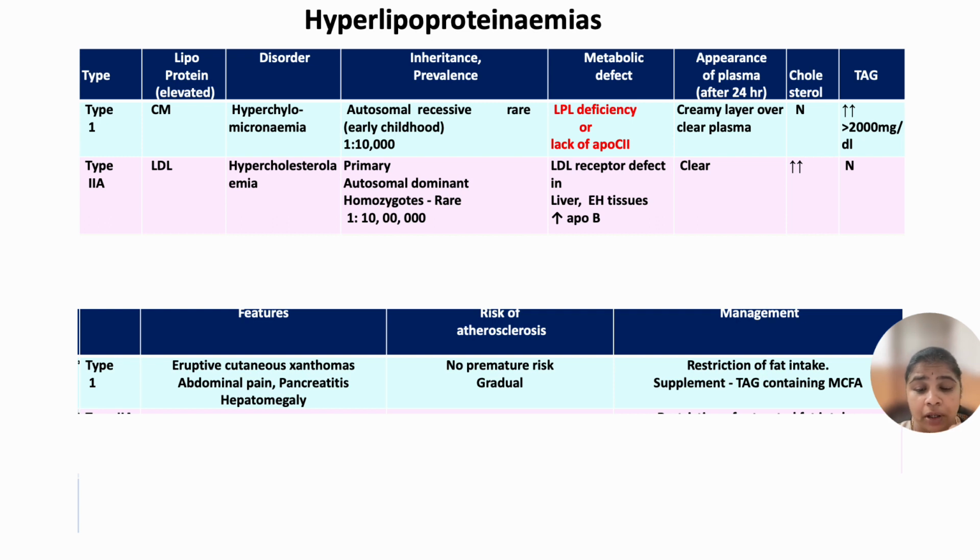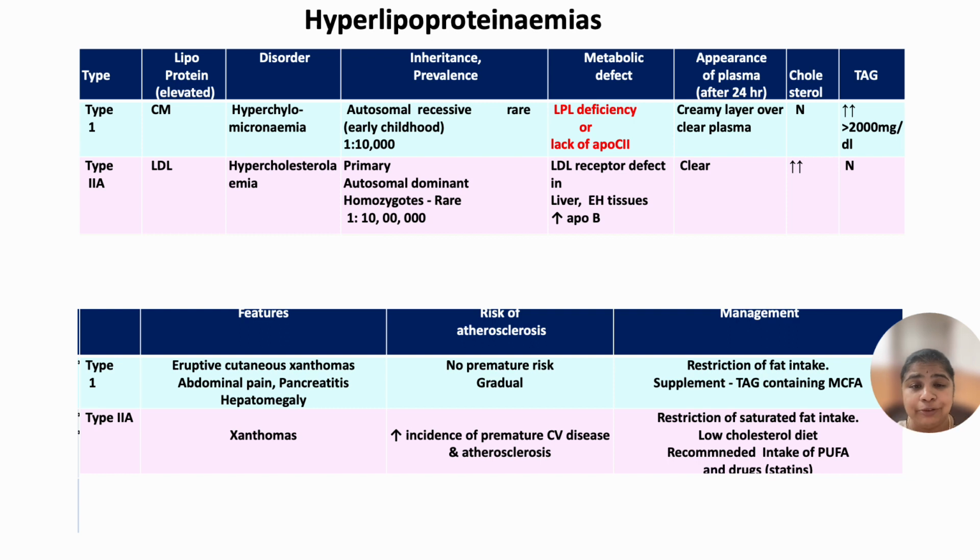Type 2A is more an LDL receptor defect, or an increase in ApoB, because the receptors are not recognizing the ApoB and the uptake by the cells is not happening. So, LDL levels will be increased. So, there is hypercholesterolemia. Cholesterol levels will be increased and triglyceride levels will be normal. These people are at a higher risk for premature coronary artery disease. So, you need to advise restriction of saturated fat, low cholesterol diet and recommended intake of statins.